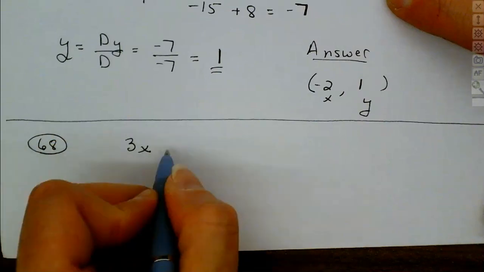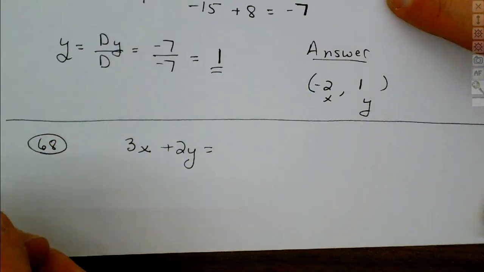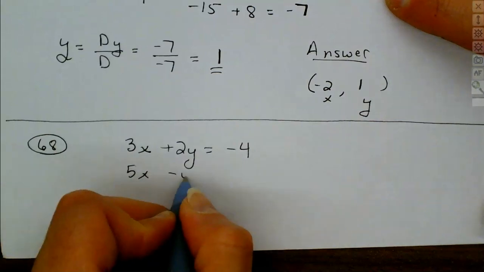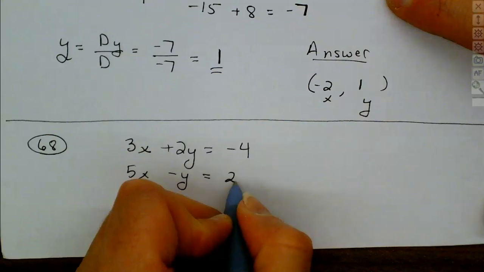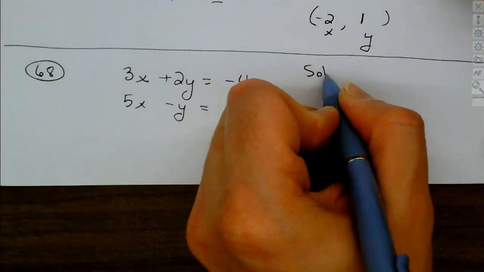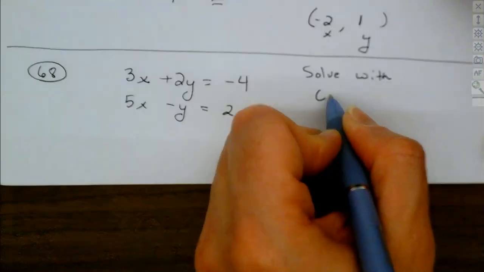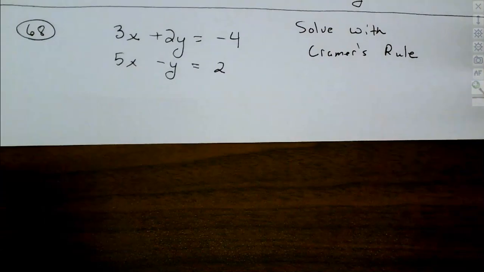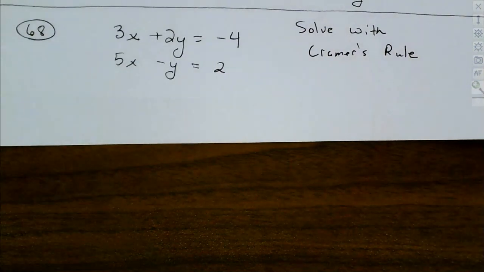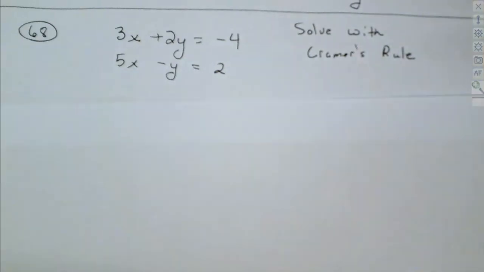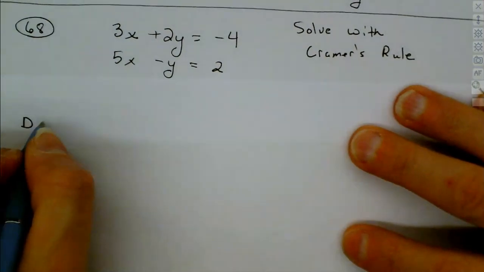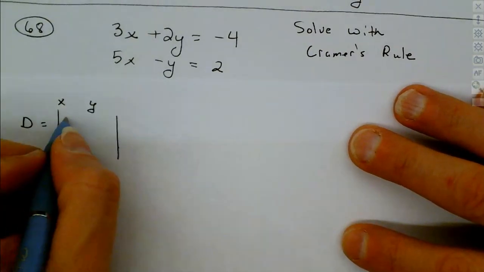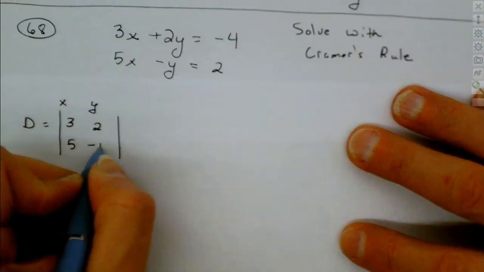So we've got 3x plus 2y equals a negative 4. And we've got 5x minus y equals 2. Okay, so same process. We're going to solve with Cramer's rule. Now, we still got to get our 3 determinants. We always start off with D. And that determinant D is x and y. So we plug it in. So the x and y, we plug it in. That would be a 3 and a 5, 2, and a minus 1, right?